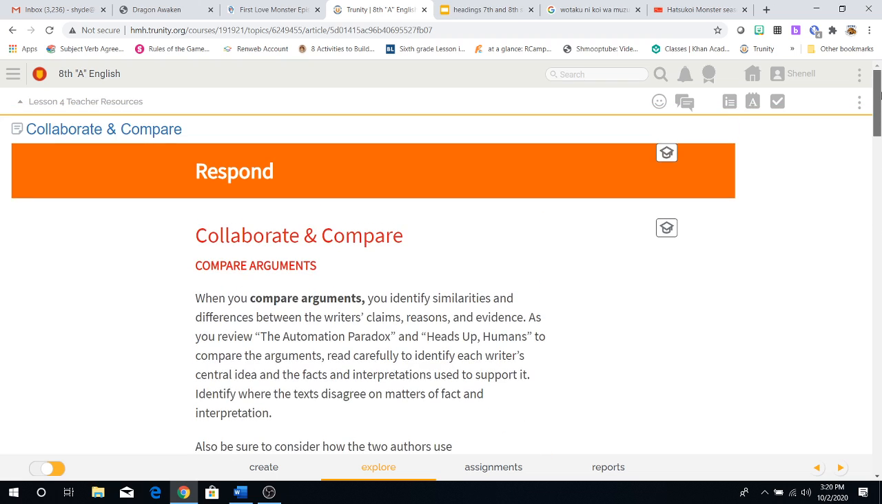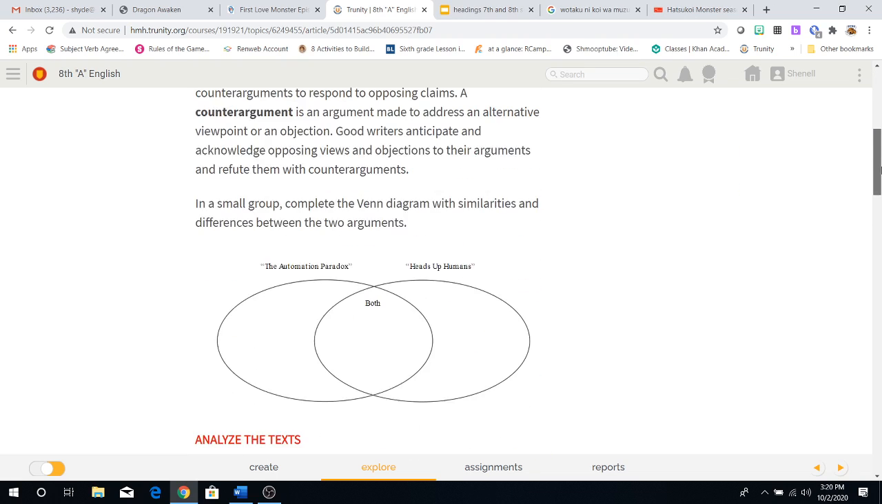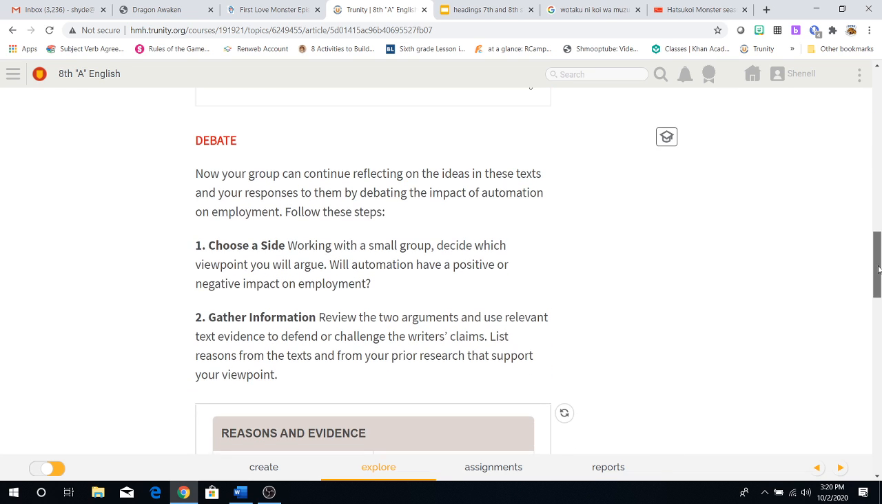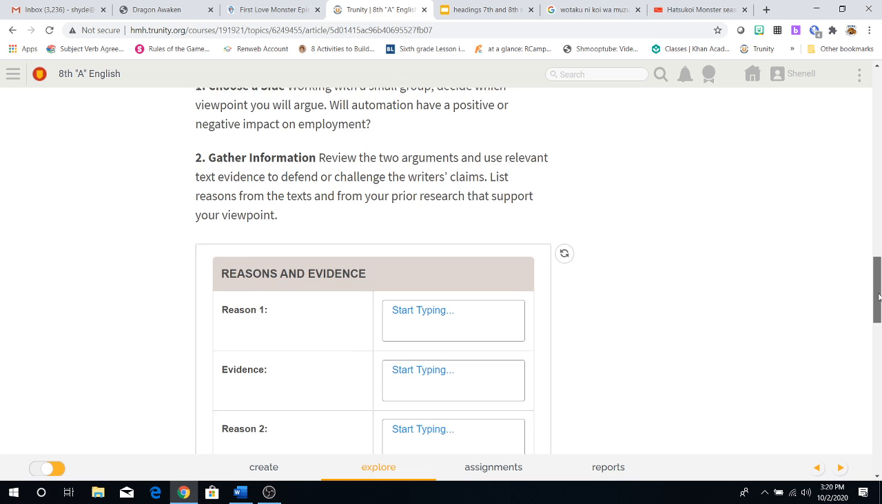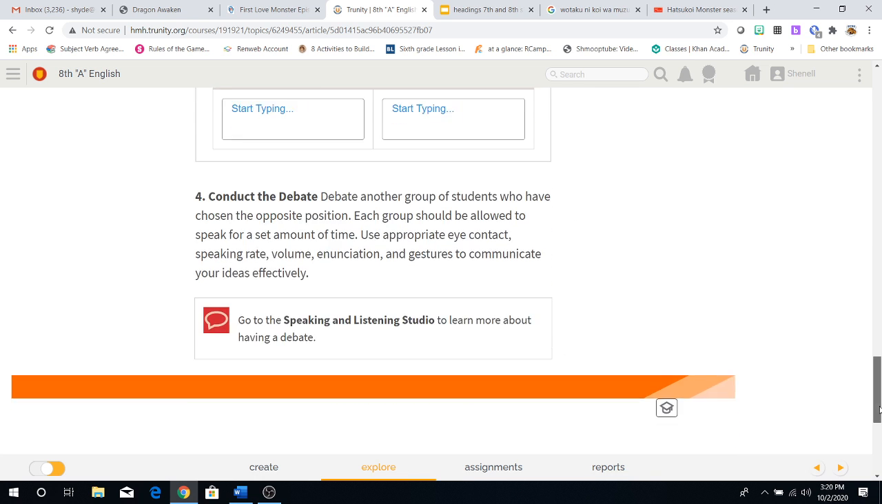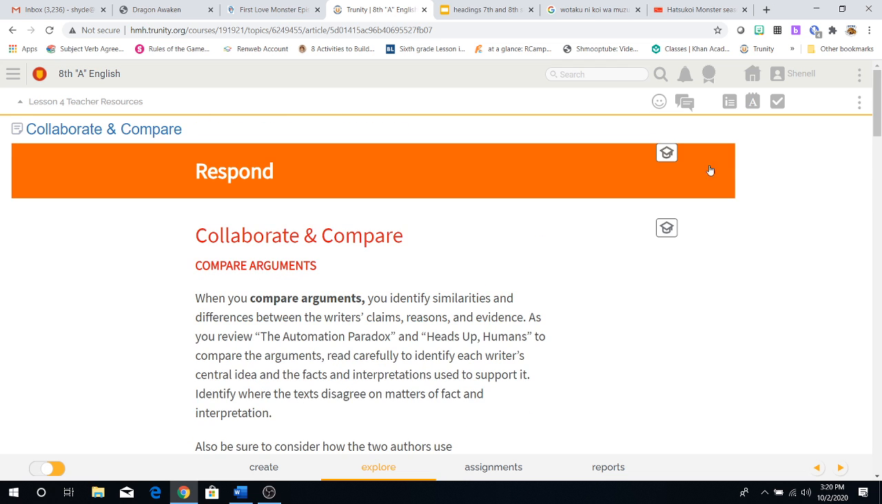First, you have to create that Venn diagram to see the similarities and the differences. Then you answer the following questions. And finally, you will debate by choosing one side, gathering information, preparing your counter argument, and then having the debate.